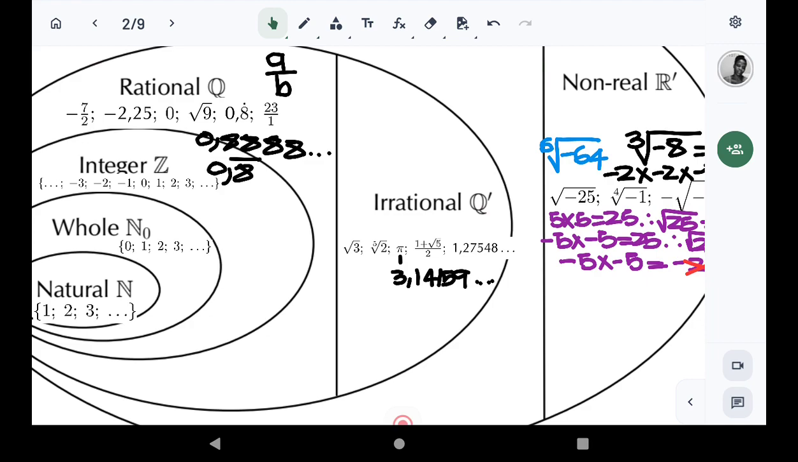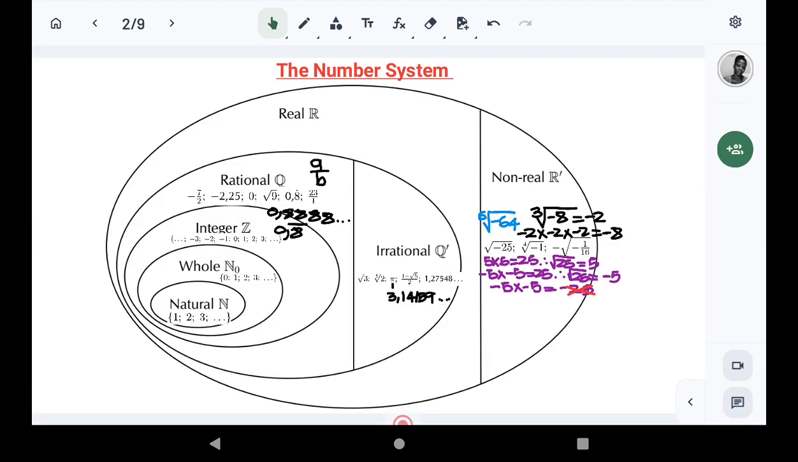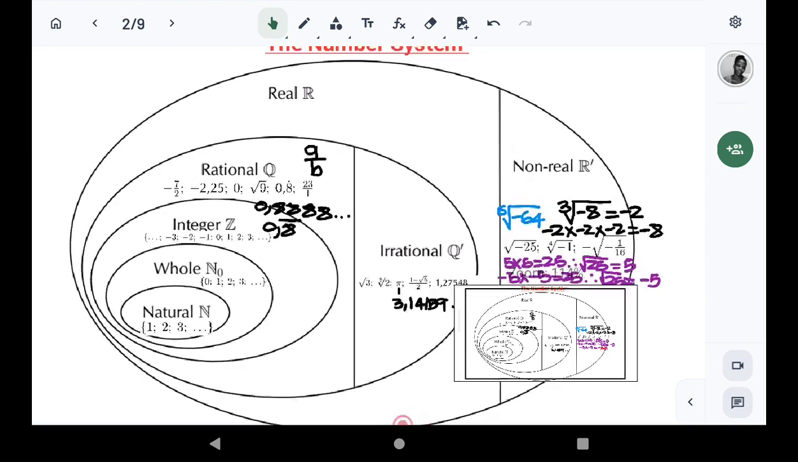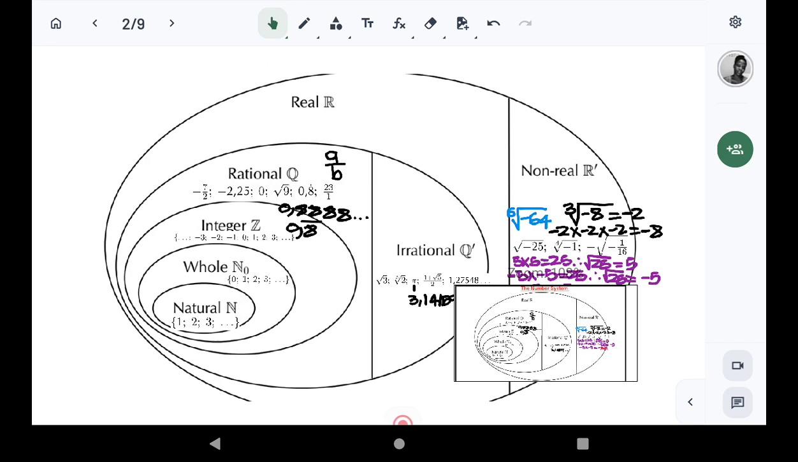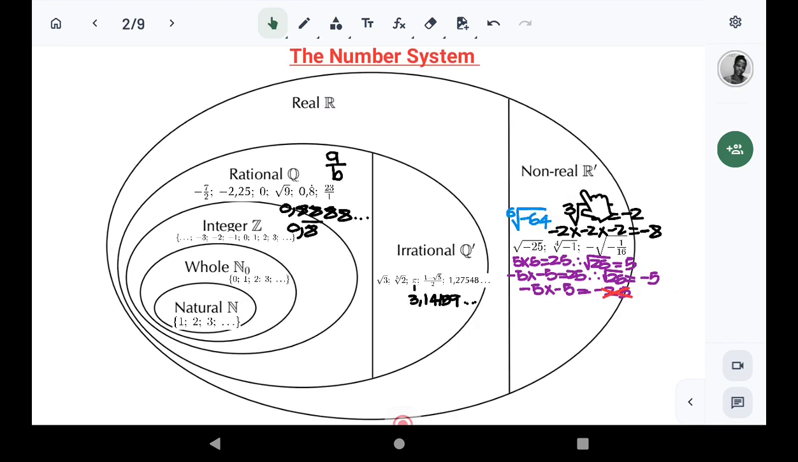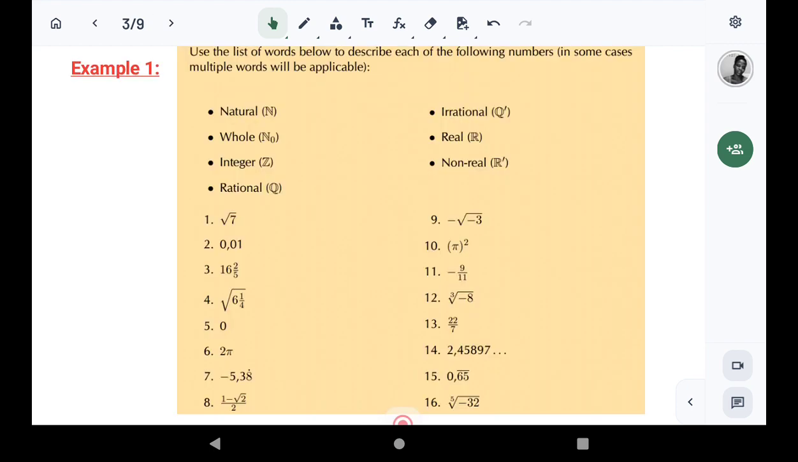All these are what we call members of the real number system. Both your rational and irrational numbers belong to the real number system. And real numbers and non-real numbers belong to the whole bigger family of the number system. Now let's look at some examples on how to classify these numbers.